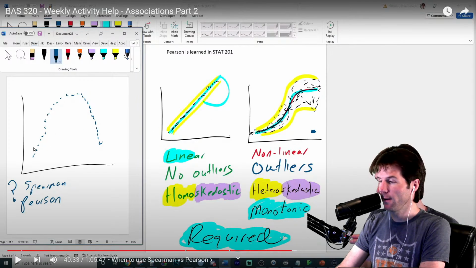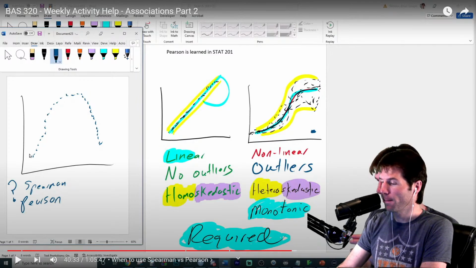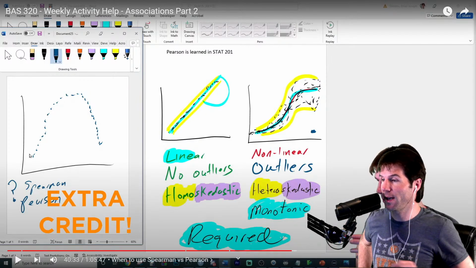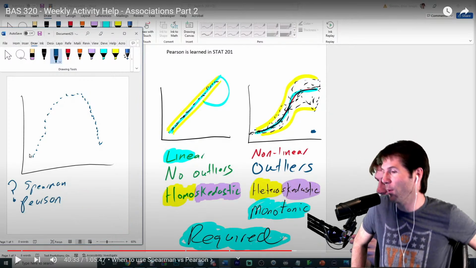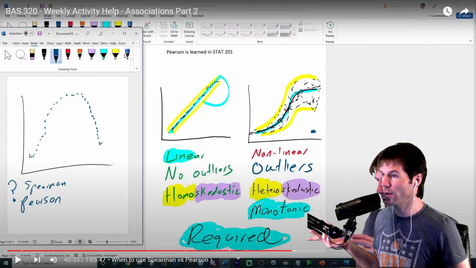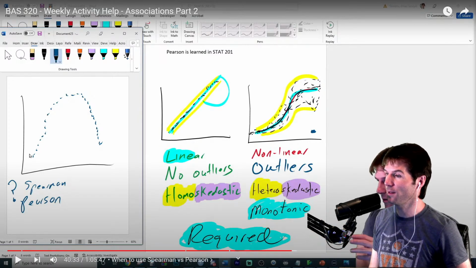It's not following a line, and it's also not monotonic. Correct. It breaks the requirements for both, so no to both. Both are a bad idea. That's the simple answer. It doesn't meet the requirements for either. It's not linear. It's not monotonic. So really, neither one of them is a good idea.